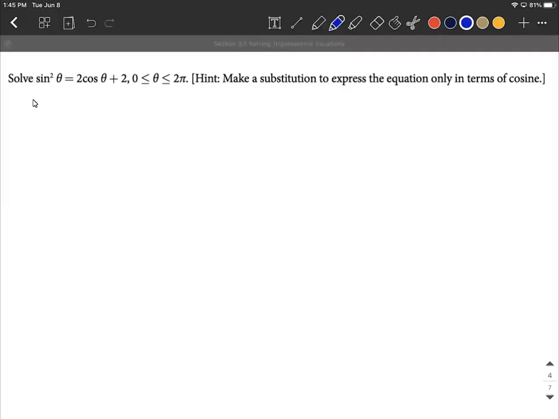All right, let's solve a trigonometric equation. This one's a little bit more difficult. We have sine squared of theta equals 2 cosine of theta plus 2. We want all the solutions for theta between 0 and 2 pi.